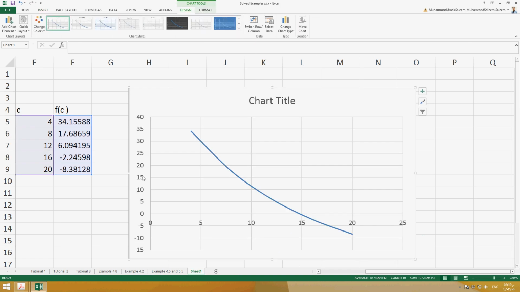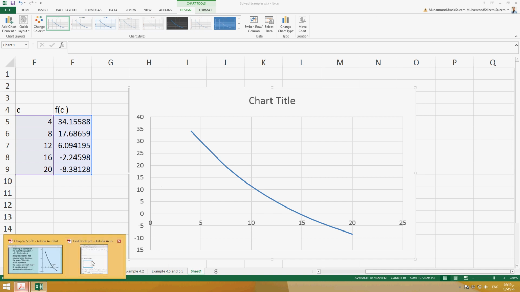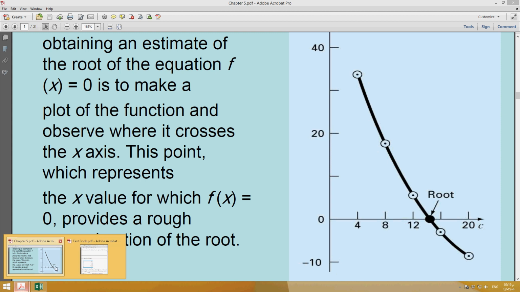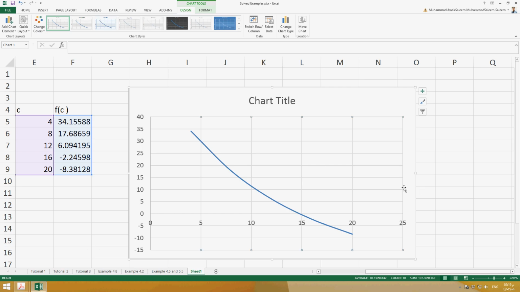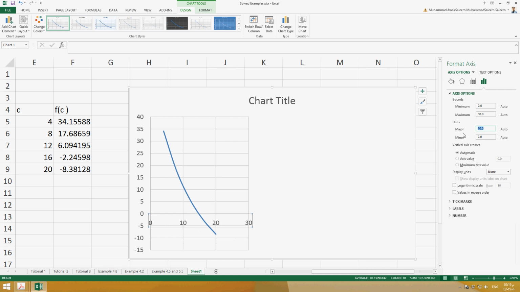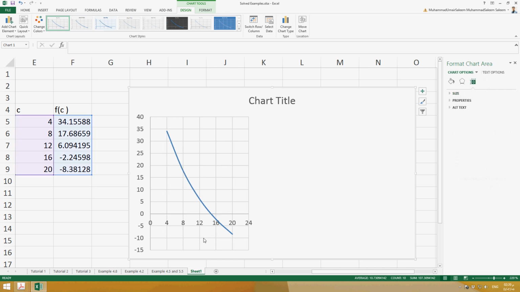Okay, and here we can plot these values. So this is the graph, and this is the same graph which is shown here. The only difference is that it's more elongated, so I can adjust these axes. For example, if I just bring it back here, I can make the interval 4, so it's going to be the same graph as you have seen over there, and this is the root of this equation.